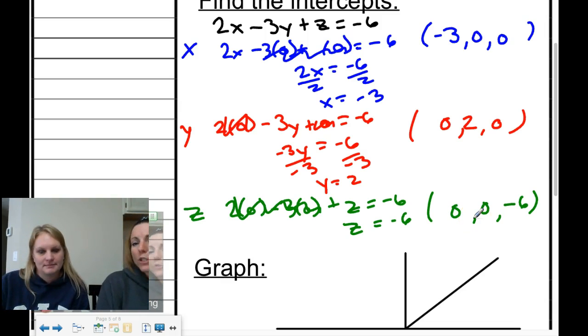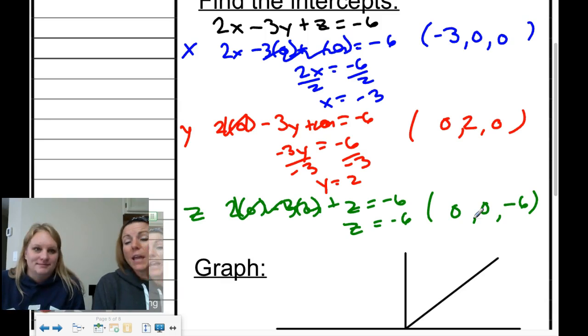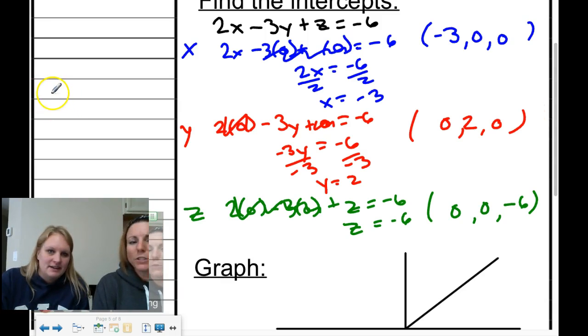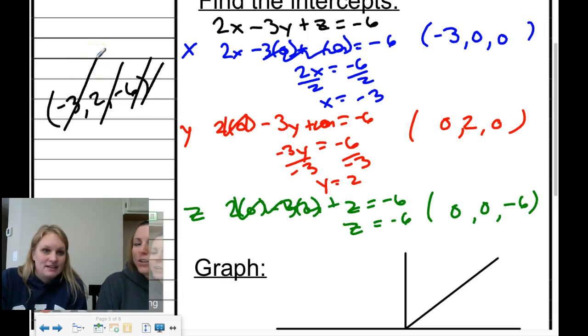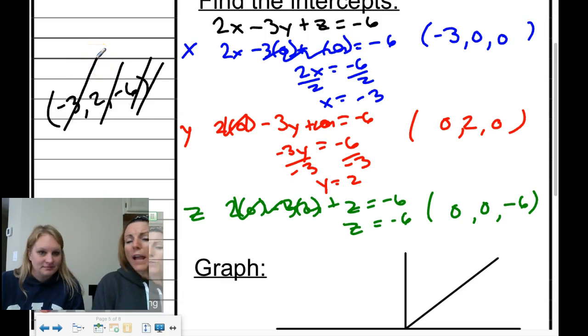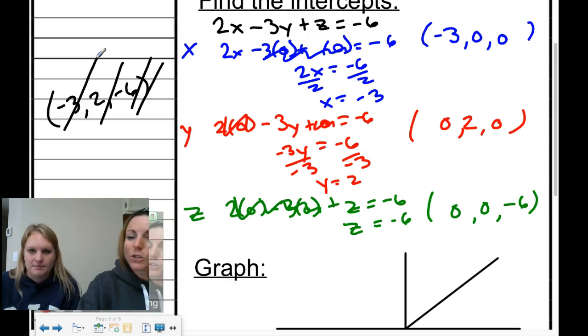A mistake students want to make is they want to write one point: negative 3, comma, 2, comma, negative 6. That is not correct. Don't do it. When you're graphing an equation, you're finding 3 points, you connect them, and you make a plane. Okay, so let's graph.